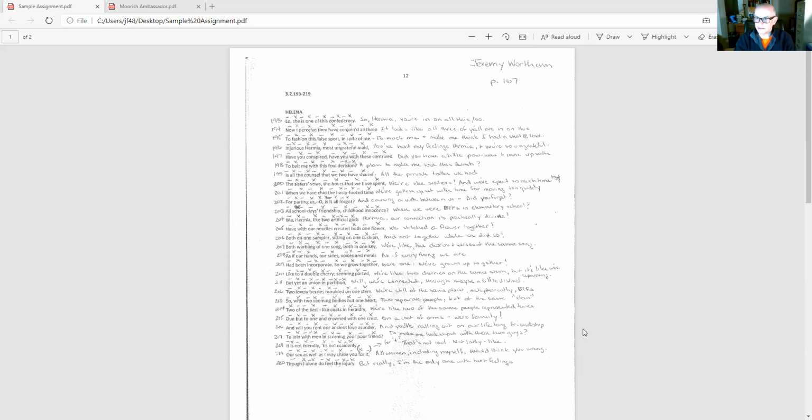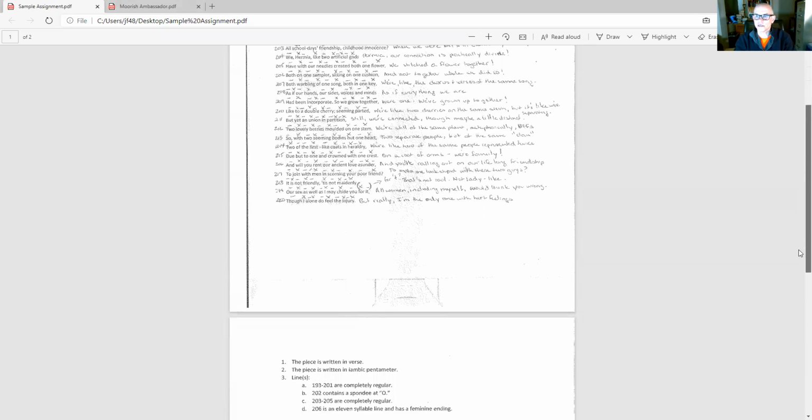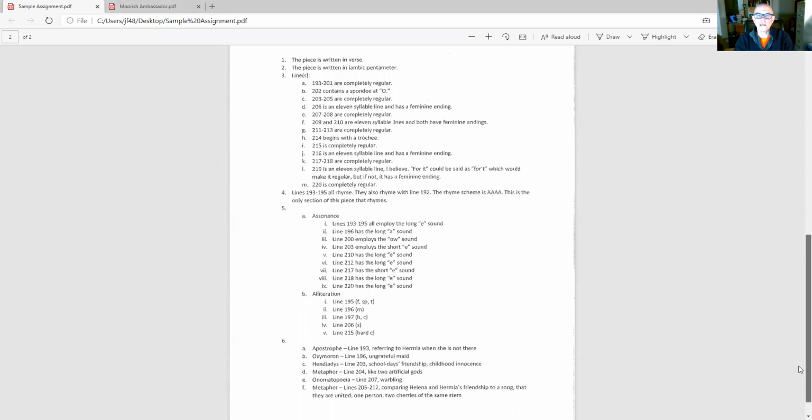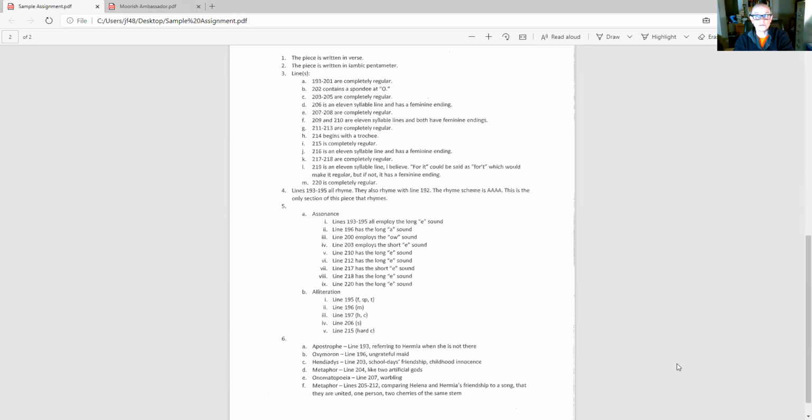First page looks like this. We talked about the paraphrase last class. You see the scansion marks I taught you how to do today. Second page looks like this. This page is the answer to the text analysis questions on page 8 of your syllabus.